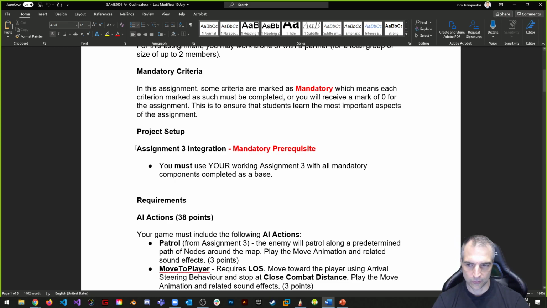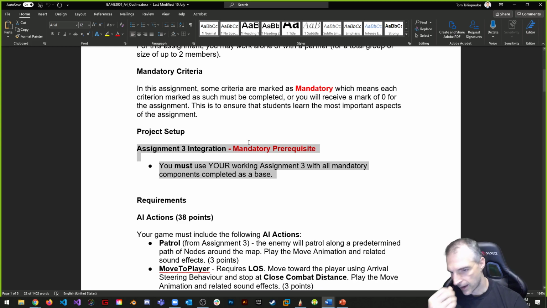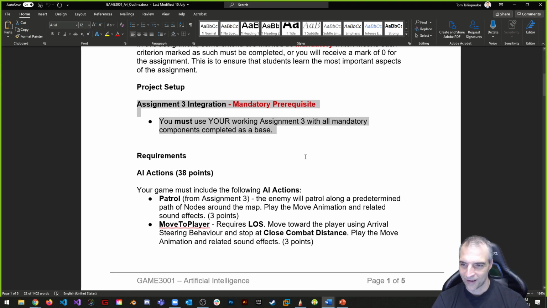So one of the things is, for assignment 4, you must have assignment 3 working. All the stuff that was required in assignment 3 must be in assignment 4 in order for you to be marked. That means you cannot get a mark for assignment 4 without assignment 3's mandatory requirements being met. Make sure those are all done, and this way we can make sure that there's no heartache around this.